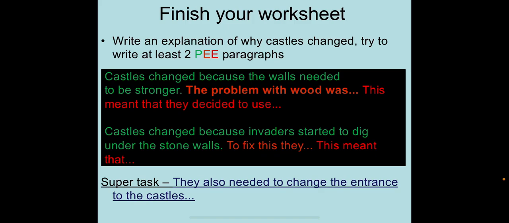The final task for this lesson is to write an explanation of why castles changed, trying to use PEE paragraphs. That means point, evidence, and explain. Okay, so I've given you an example here with some sentence starters, and I've colour-coded this. So the green bit is: castles changed because the walls needed to be stronger. The problem with wood was, and that's you giving your evidence, so you're telling me what the problem was, and this meant they decided to use. So you're explaining why the problem with wood meant that they had to change castles. And I've given you 2 examples there to help you with that.